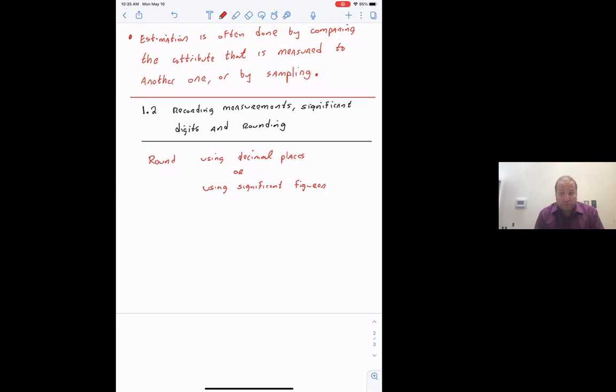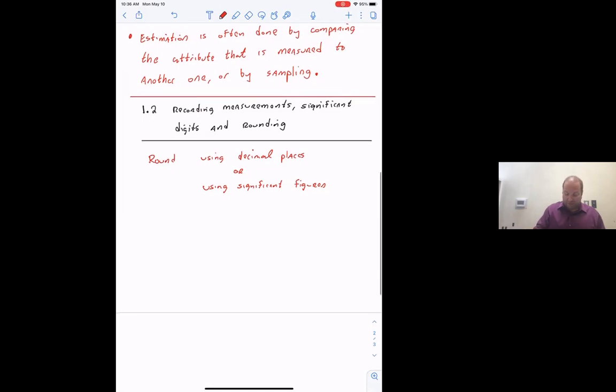Significant figures is a little tougher. So what is a significant figure? A significant figure is a value of your measurement that you know for a fact, or possibly one digit past that.